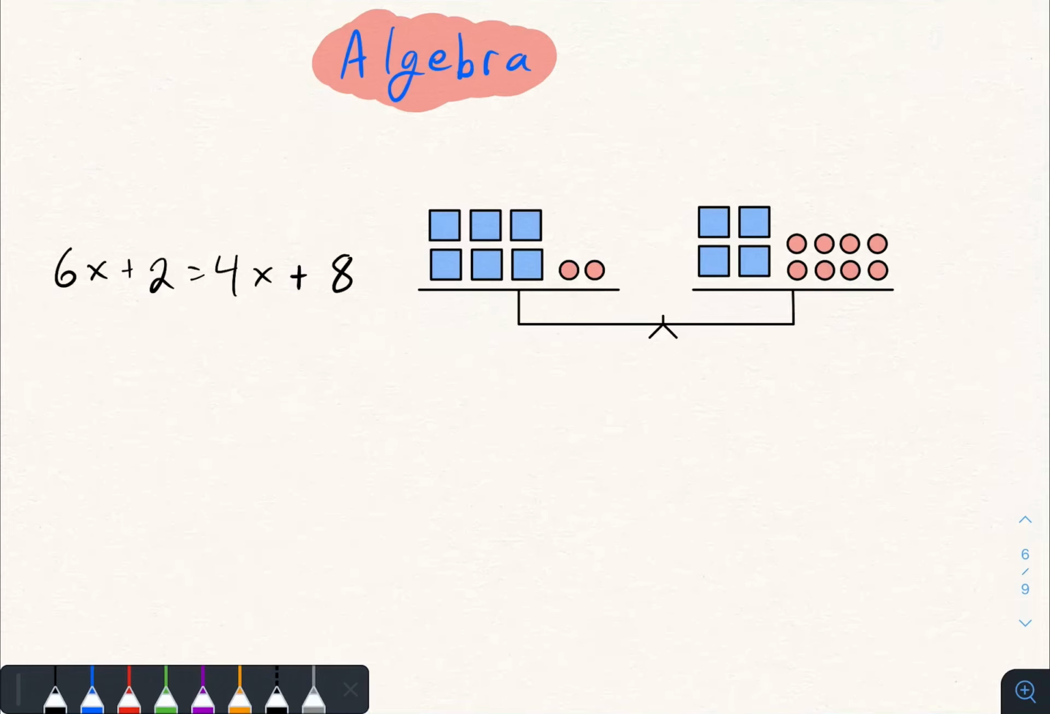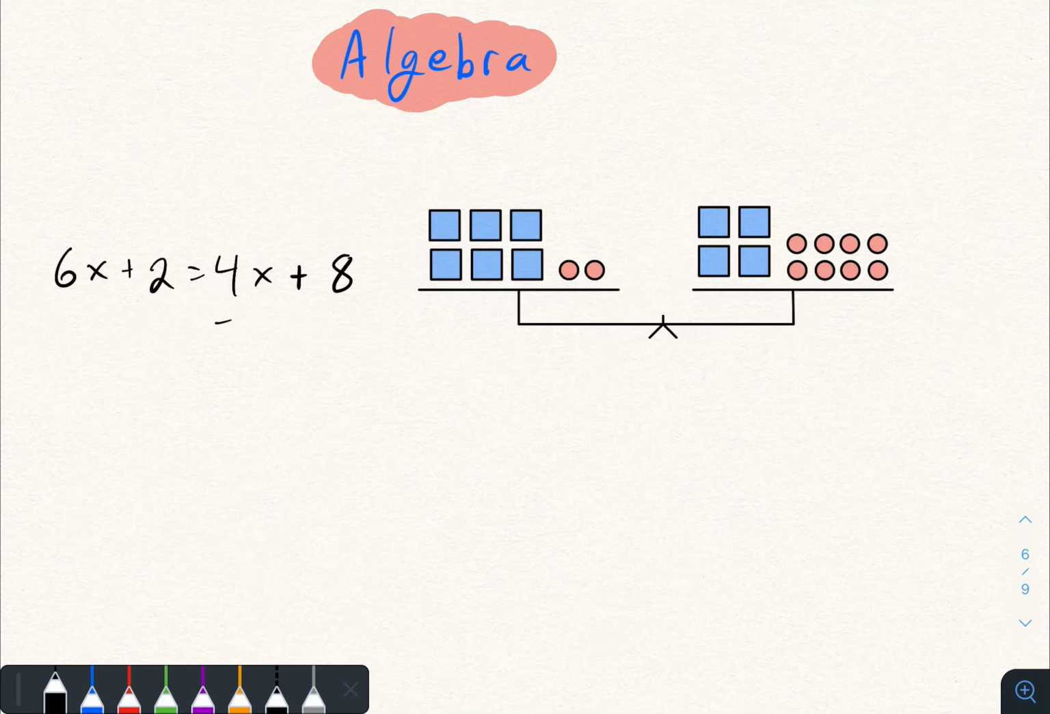The next thing we're going to talk about is just doing some algebra. Basically, we're going to talk about how to solve these equations and also how to model them. So 6x plus 2 equals 4x plus 8. How we would go about solving this is we first bring all the x's to one side, bring all the constants to the other side, and then solve for x from there.